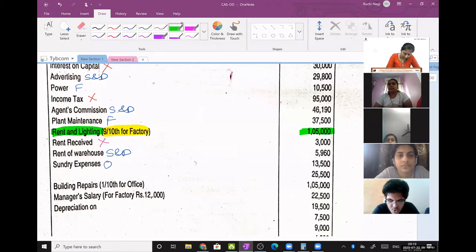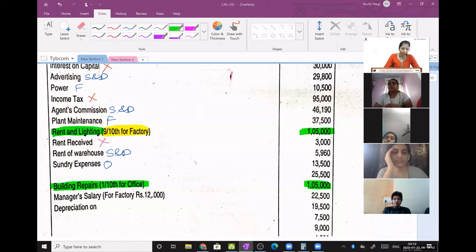How to treat this? How to treat building repairs? 1/10 is for office. So what to do? How will you treat this? Building repairs. Remaining will go to factory. Yeah, very good, Sanya. Swapnil, yeah, good.